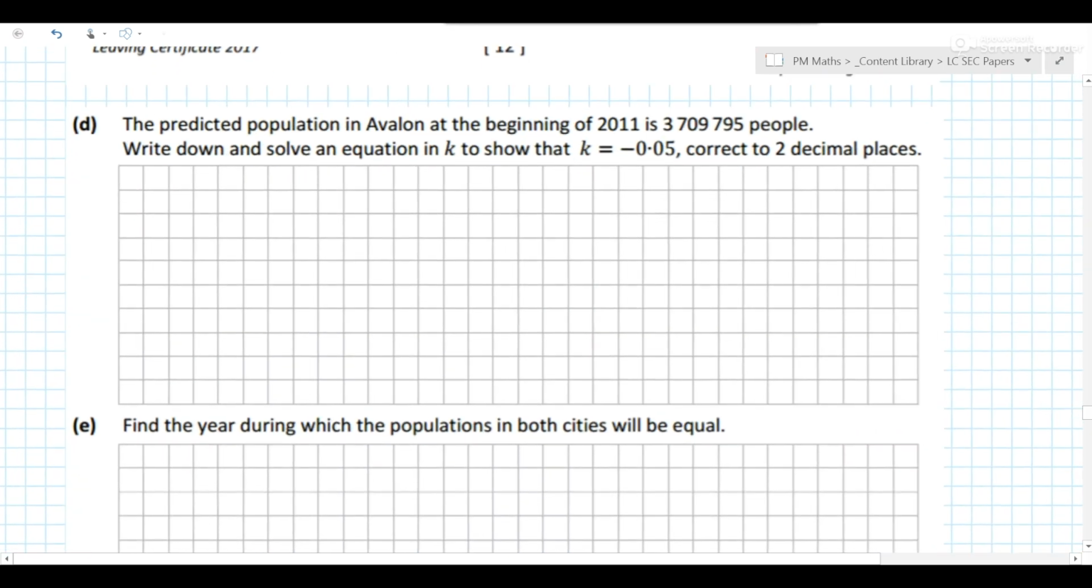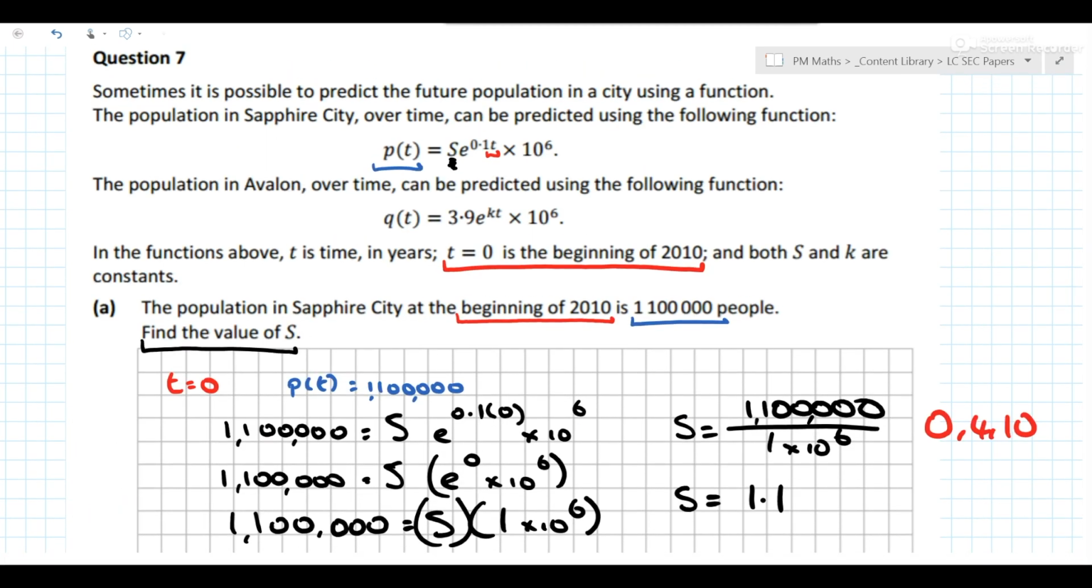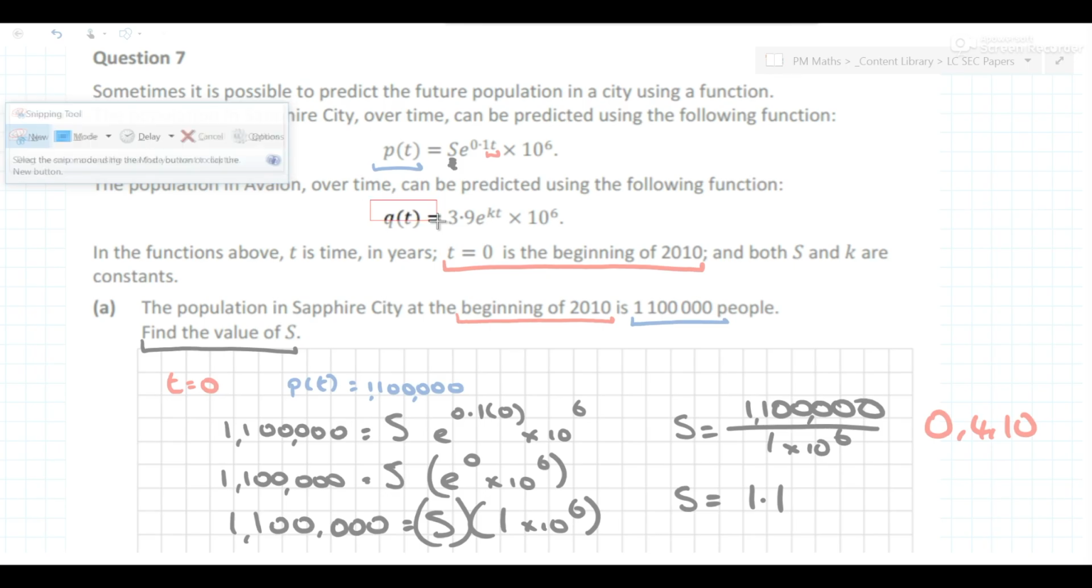The predicted population in Avalon at the beginning of 2011 is 3,709,795 people. Write down and solve an equation in k to show that, okay, k is that. So we know it was at the beginning of 2011, so that's t is 1. We know the population. Now, what was the actual function for that? I can actually take that whole thing down, can't I? Because it's going to be useful.